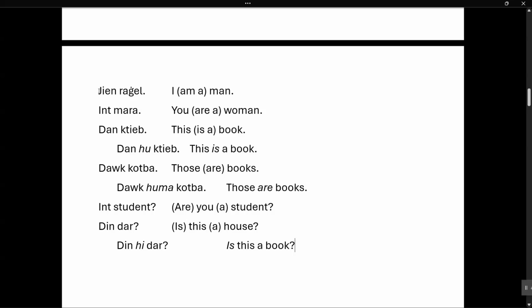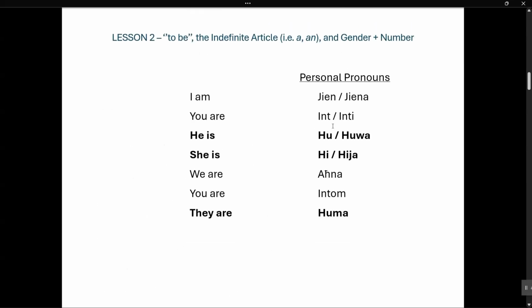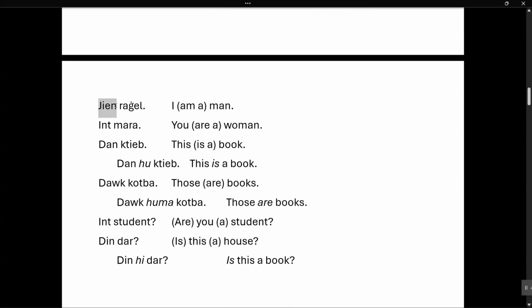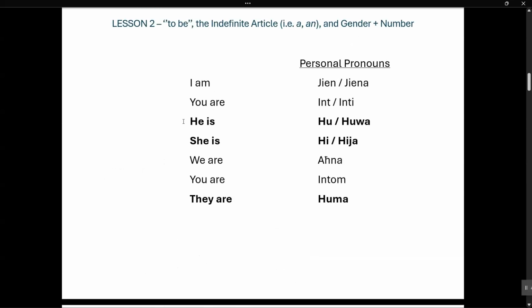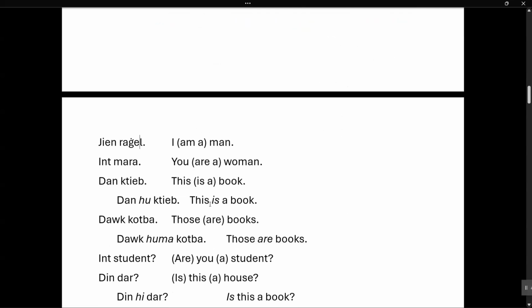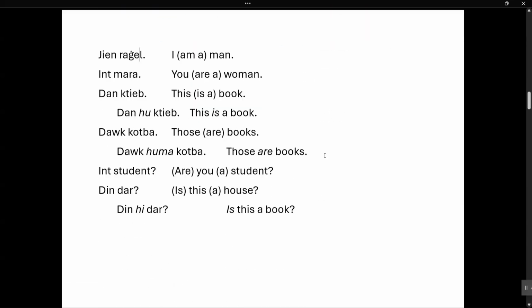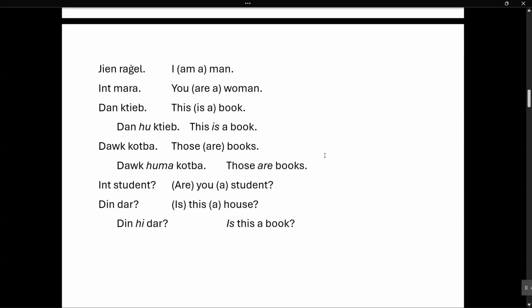Now, why did I avoid this sentence and this sentence and this sentence? Can we use the mimic over here, the mimic personal pronoun for the verb to be? No, we can't, because already we have a personal pronoun. So jien raġel, I can't say jien u raġel. No. We're speaking in the first person. It remains jien raġel. Int mara, same thing. In student, same thing. This is why I only highlighted these three. When we have cases of the third person masculine, feminine, and third person plural, then we can use, if we really want to, the personal pronoun to mimic the verb to be. All right. I trust that was understandable.